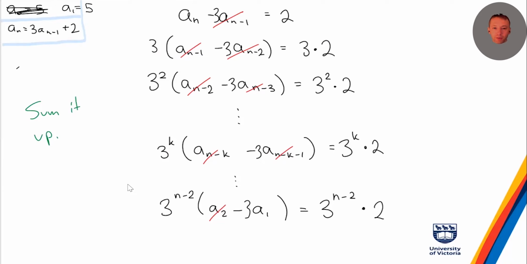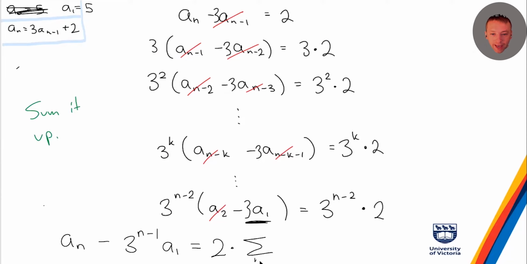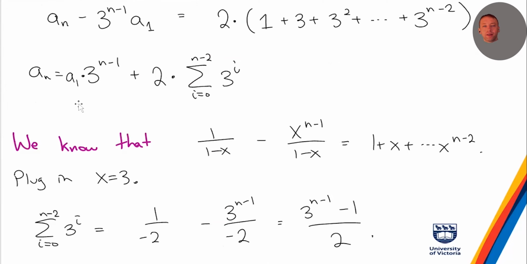So what do I get here? When I sum it up, I've still got a_n, it doesn't cancel. The one that doesn't cancel on the other end has a 3 here and a 3 to the n minus 2 here, so I get 3 to the n minus 1 times a_1, and that equals 2 times the sum from k equals 0 up to n minus 2 of 3 to the k. That's the same sum here, except instead of k's I'm using i, but it's the same.